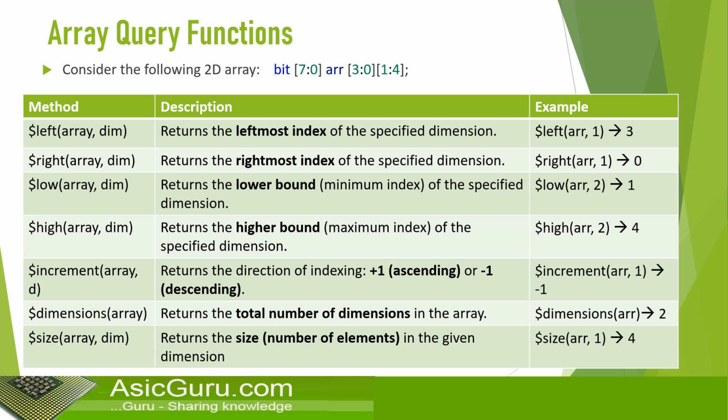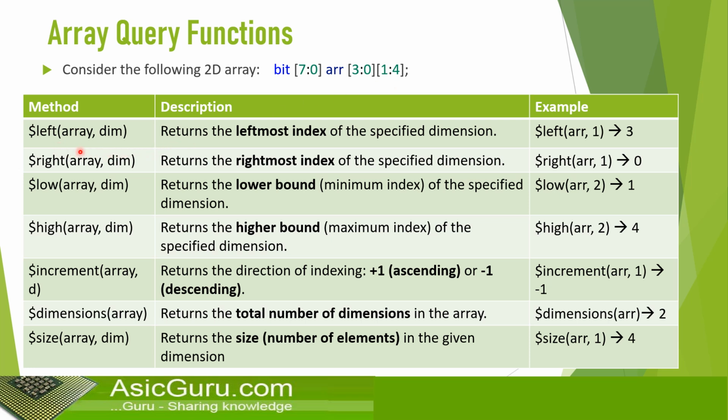So next we have array query functions. In SystemVerilog, we can extract a lot of information about arrays using these functions. Let's consider the following two-dimensional array. Here the first dimension is 3:0, with indices from 3 down to 0, and the second dimension has indices from 1 to 4. Now let's go through each of the methods.